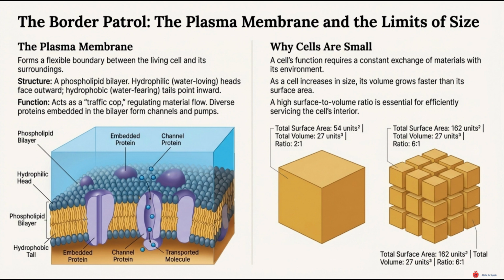That's the plasma membrane. It's the ultimate traffic cop. And it's made of this thing called a phospholipid bilayer. Right. It's a clever arrangement. The heads of the phospholipids love water, so they face outward toward the watery environment inside and outside the cell. And the tails hate water. They're hydrophobic, so they point inward, creating this oily barrier that separates the two watery environments.